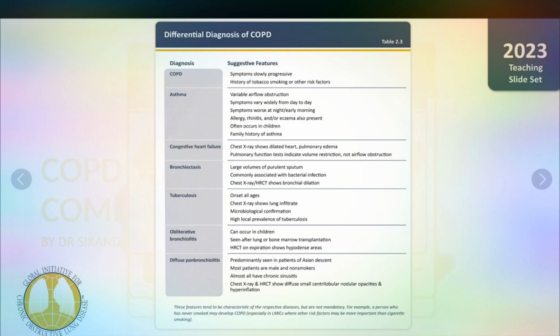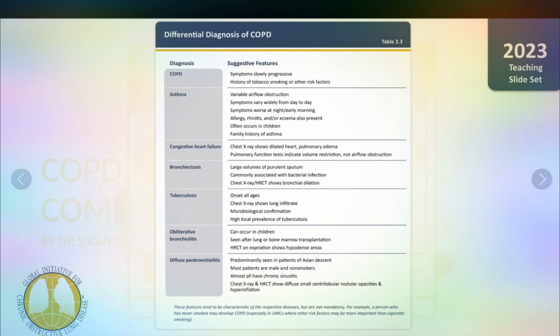Then comes bronchiectasis. We know there is a large volume of purulent sputum production in patients with bronchiectasis, and commonly it is associated with bacterial infection. Then there is bronchial dilatation on chest X-ray and HRCT. So we should consider it is because of bronchiectasis.